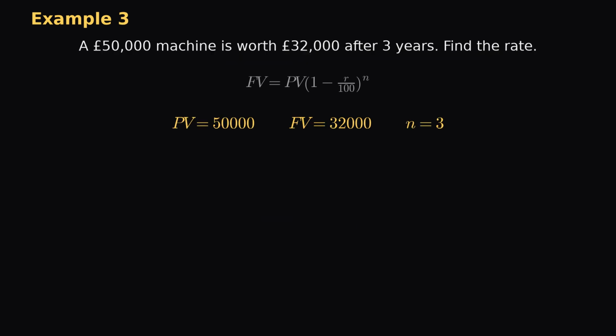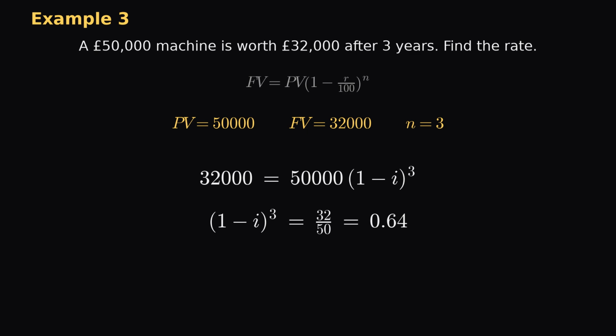Example 3. Solving for the rate. A machine bought for £50,000 is worth £32,000 3 years later. Find the annual depreciation rate. 32,000 equals 50,000 times (1 minus r), all cubed. Divide. (1 minus r) cubed equals 32 over 50, which is 0.64.